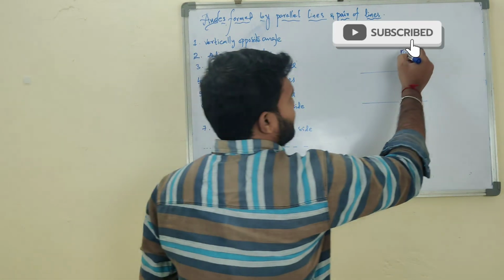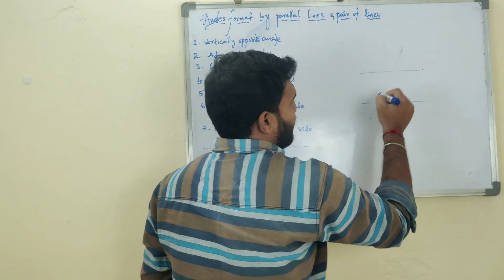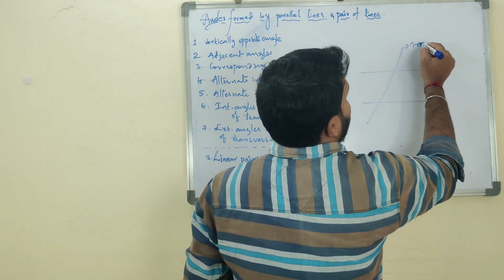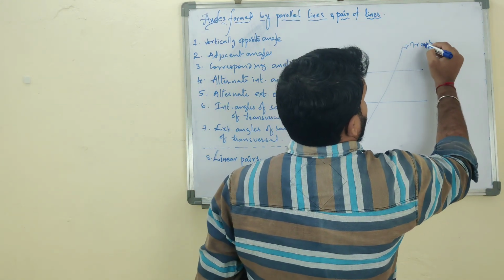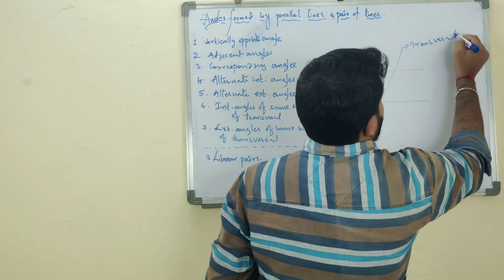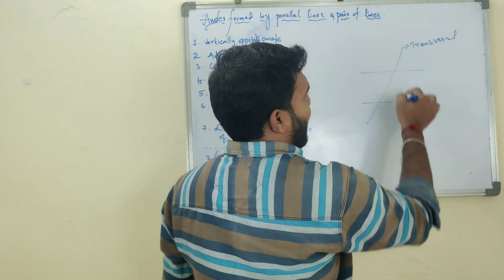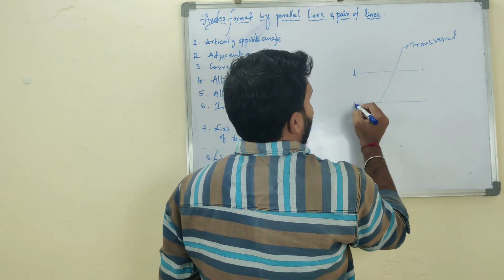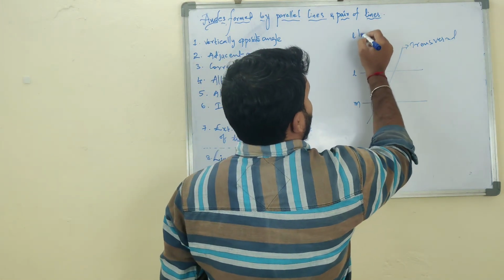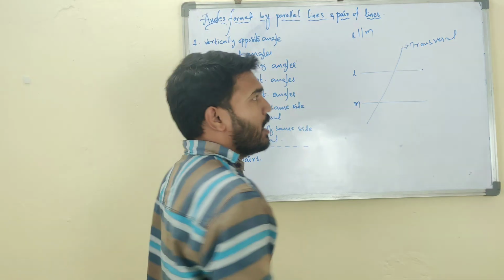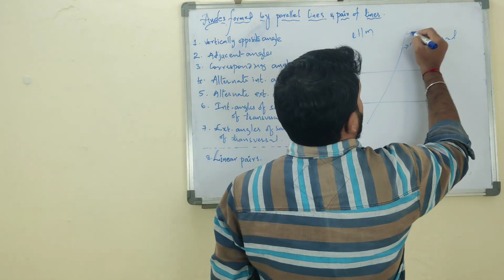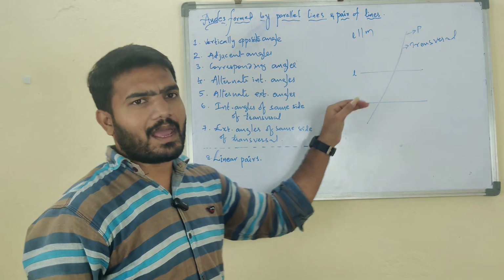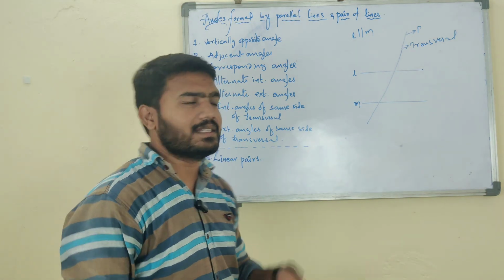Whenever we consider a line which crosses these parallel lines, this is called a transversal. These are parallel lines and this is the transversal. Let's consider these as L and M, where L is parallel to M, and let's consider P as the transversal. So L and M are the parallel lines and P is a transversal line.